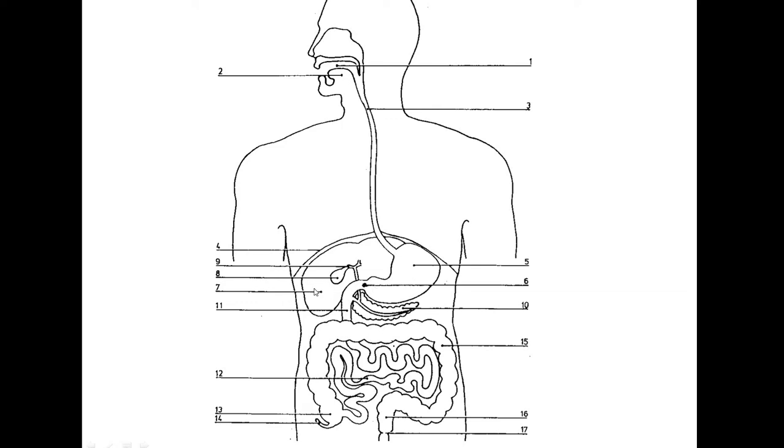Number 7 is the liver. Number 8 is the gallbladder. Number 9 is the bile duct. Number 10 is the pancreas. Number 11 is the duodenum. Number 12 is the small intestine. Number 13 is the large intestine, the ascending limb, because it's going up. Number 14 is the appendix.